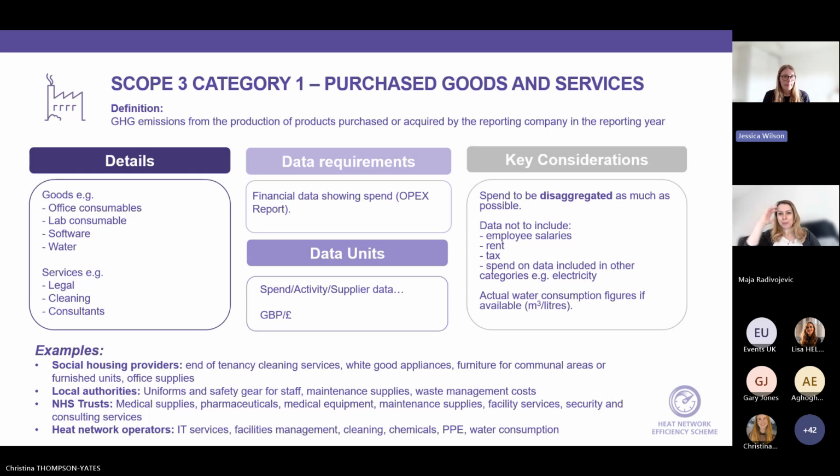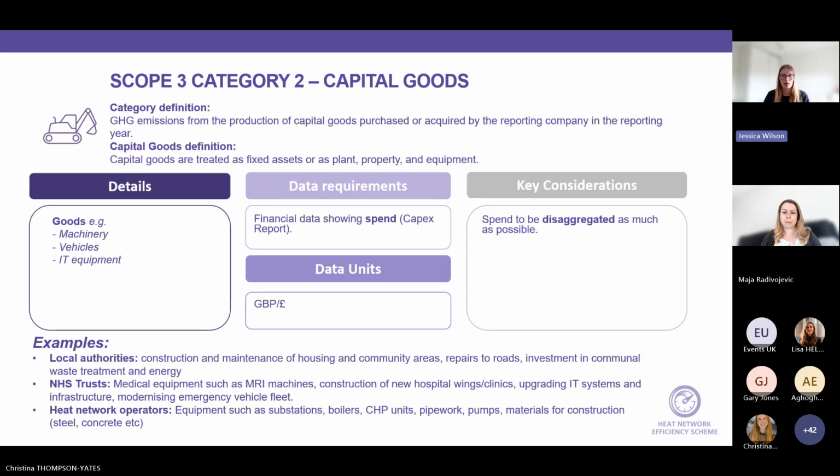Just to run through a few examples at a high level. For someone like a social housing provider, this can include things like tenancy cleaning services, white good appliances, or any furniture. For local authorities, this could be uniforms, safety gear, maintenance. NHS trusts, it could be medical supplies, medical equipment, also safety gear, again, any consulting services. And then for heat network operators, this could be facilities management, any IT services, chemicals, PPE, water consumption, as mentioned. So it covers quite a wide range of those purchased goods and services. Just go to the next slide.